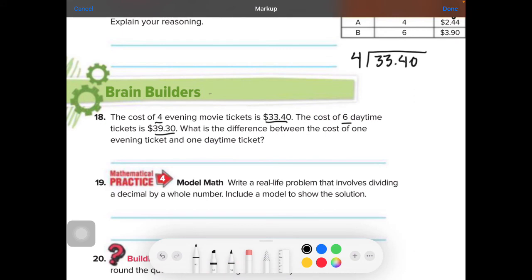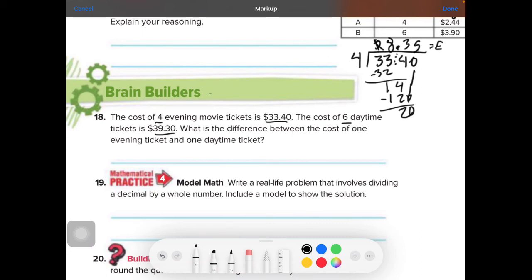Four into 33.40. Okay. Make sure we're not missing any information here. Okay, 4 will go into 33 at least 8 times. 8 times 4 is 32. We have 1 left over. Dot, dot, dot, dot. Splat is our decimal. Bring down the 4. 4 will go into 14 at least 3 times. 3 times 4 is 12. 14 minus 12 is 2. Bring down the 0. And 4 will go into 20 at least 5 times.